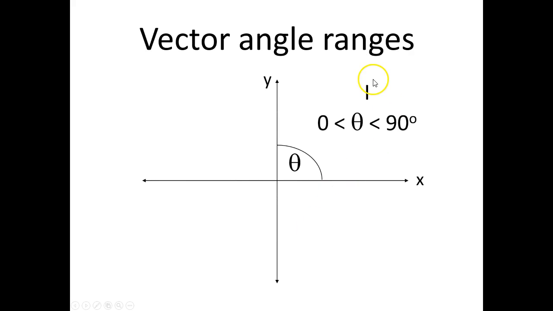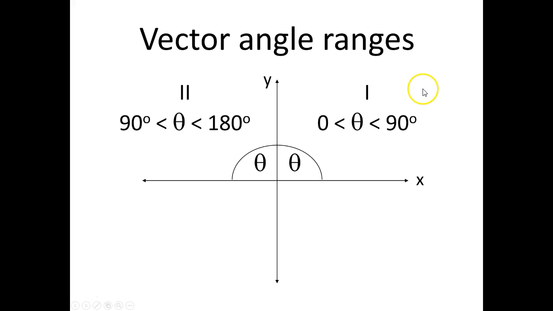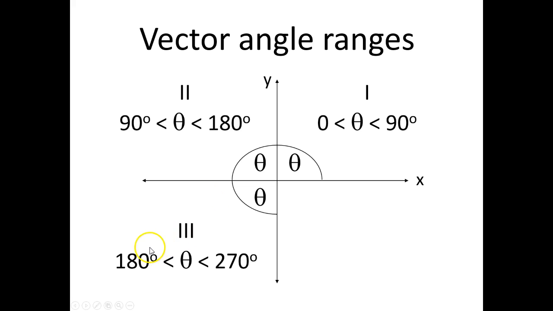If you go back to your math days, and you're in this first quadrant, quadrant 1, you're going to be anywhere from 0 degrees all the way up to 90 degrees. If you are in quadrant 2, it's going to be anywhere from 90 all the way to 180 degrees. Quadrant 3 will be 180 to 270, and then finally quadrant 4 will be 270 to 360.